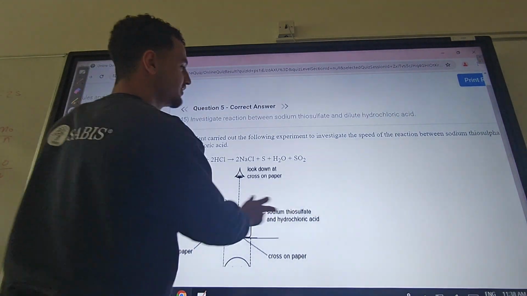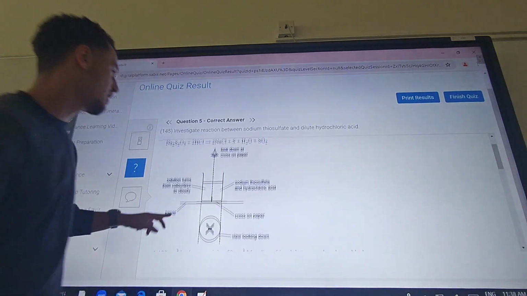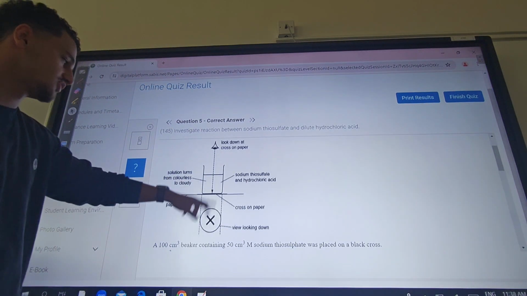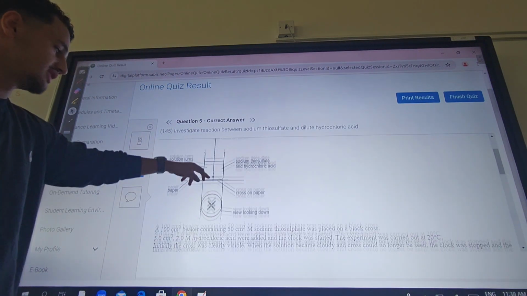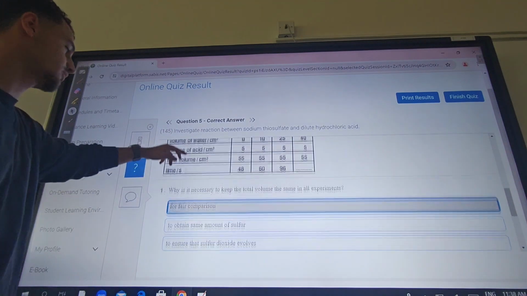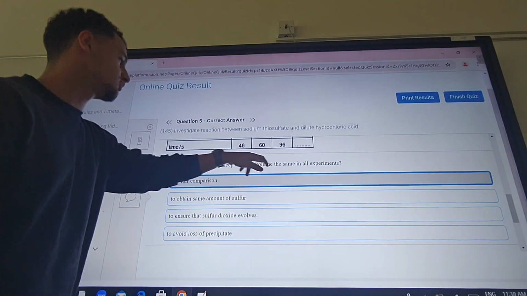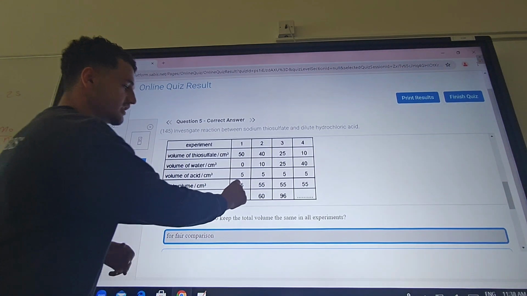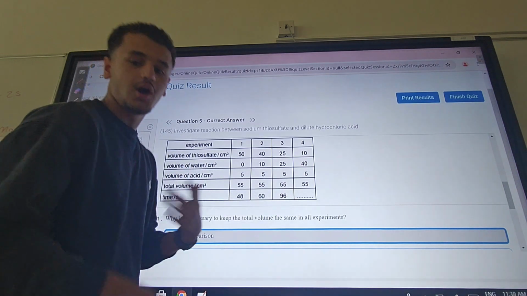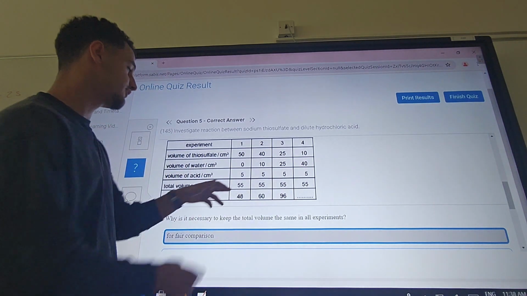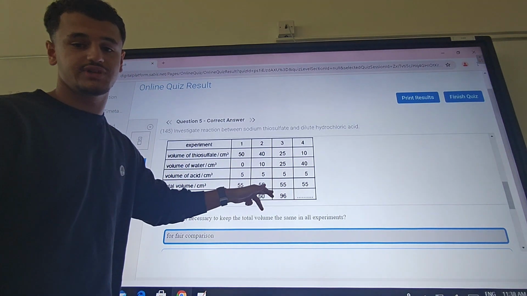This one was in the AMS quiz. You have this reaction, and there's this cross over here. So you're going to look down and you're going to wait for the cross to disappear. We're just going to go to the questions. Why do you have to keep the total volume the same? So why is the total volume here 55, 55, 55, 55? Obviously, so it's a fair comparison. It wouldn't be fair if you used 20 here and then 40 here.